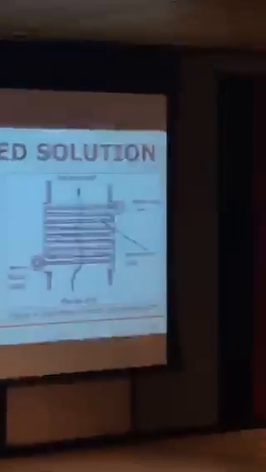Okay, now let's move to the proposed solution. The proposed solution was to install an economizer. The economizer utilizes the high temperature of the flue gases by preheating the boiler feed water. The boiler feed water flows through the tubes, while the flue gases flow around the tubes. So the proposed solution fulfills the need of the problems.